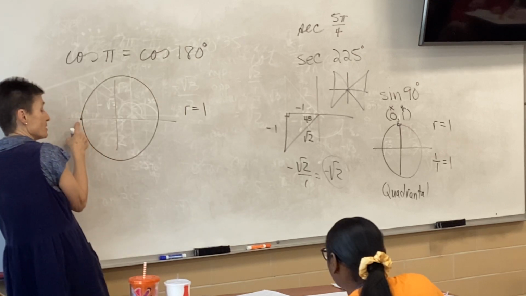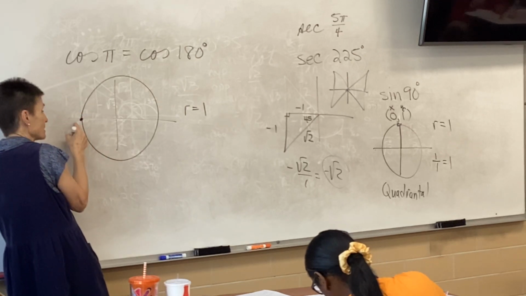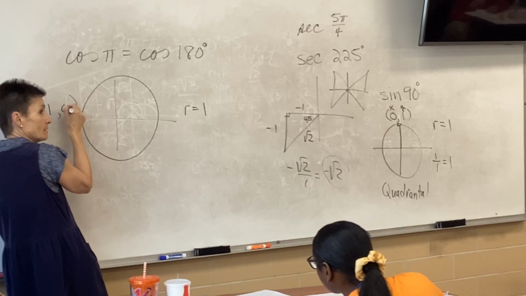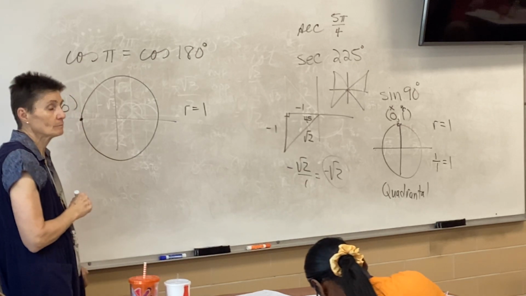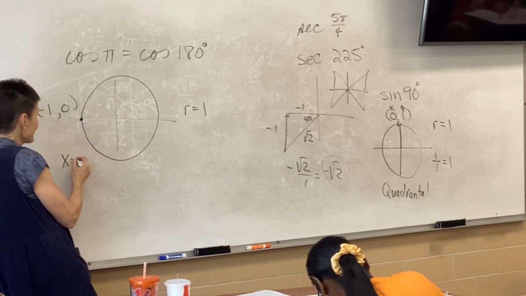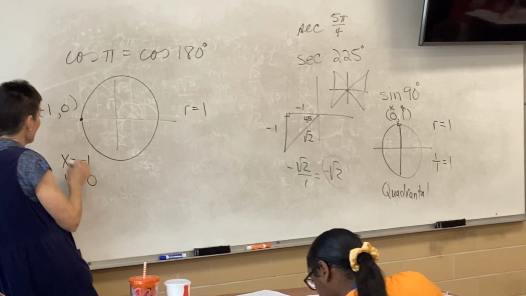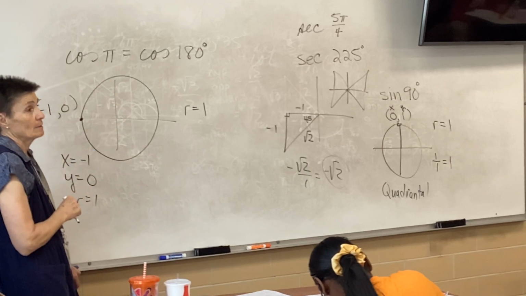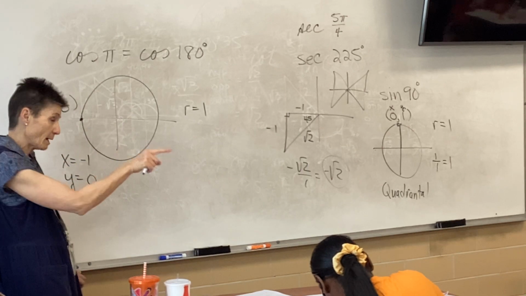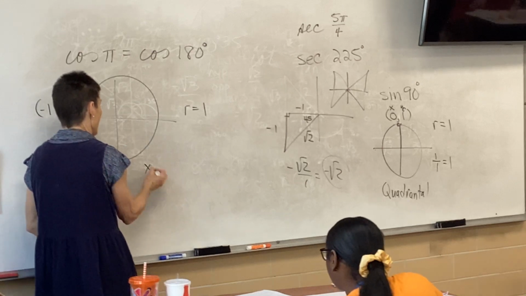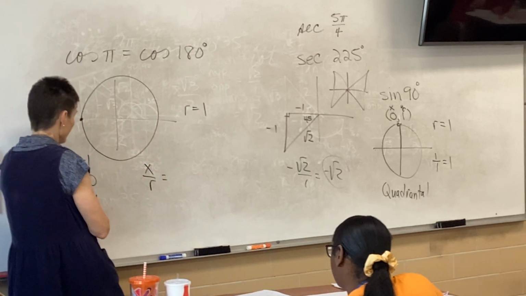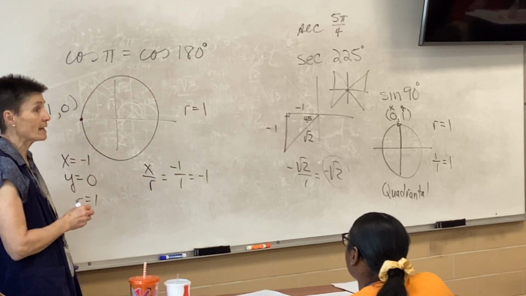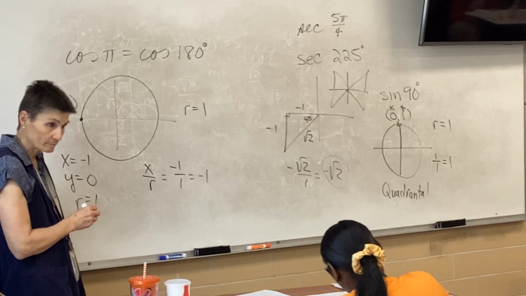What are the coordinates of this point? Now I'm doing 180 now, so this is a different point over here. What are these coordinates? Negative 1, 0. So X is negative 1, Y is 0, that's straight from your point, and R is 1. Now I want cosine. What's cosine? By definition, X over R. So X over R will be negative 1 over 1. The cosine of pi, or the cosine of 180, is negative 1.